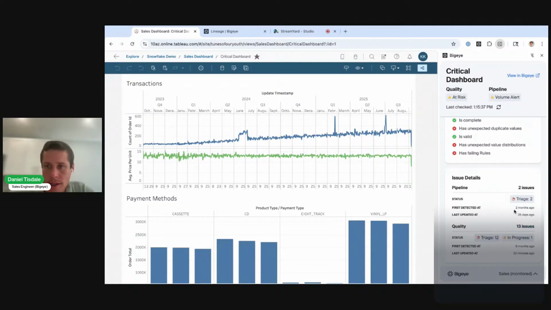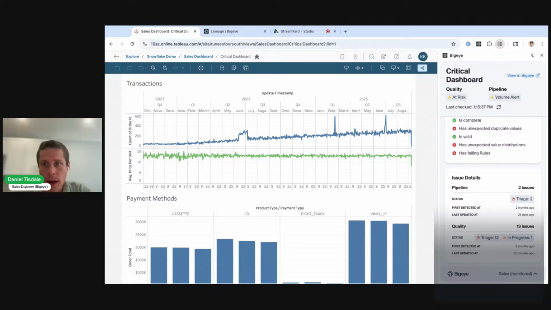You can also see the status. All of the issues except for one of the quality issues are still in a triage state. This also tells me a little information to know that, hey, maybe the appropriate teams haven't been notified around these specific issues. So again, just another indicator that if I'm wanting to make some critical business decisions based off of this dashboard, I don't feel super confident in being able to do that.